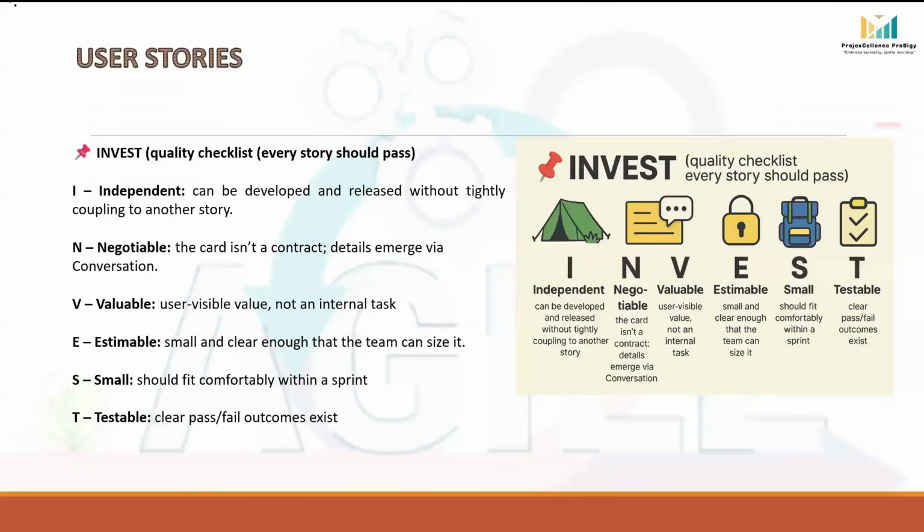S means small. A user story should be manageable in size, small enough to be designed, built, tested, and delivered within a single sprint, which is usually 1 to 4 weeks' time. T stands for testable. For a user story, there should be clear pass/fail criteria so that testers can confirm if the story is done or not. So, in short, INVEST ensures that every story is clear, valuable, small enough, and testable, which is ready to be developed without any confusion.